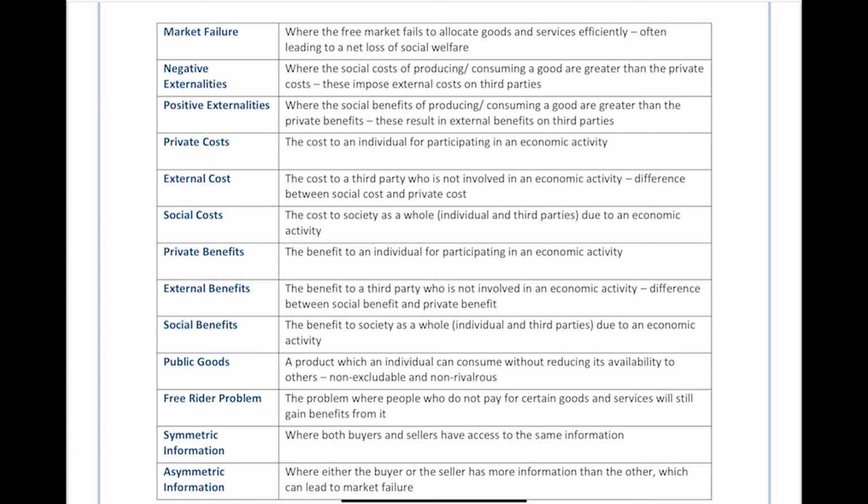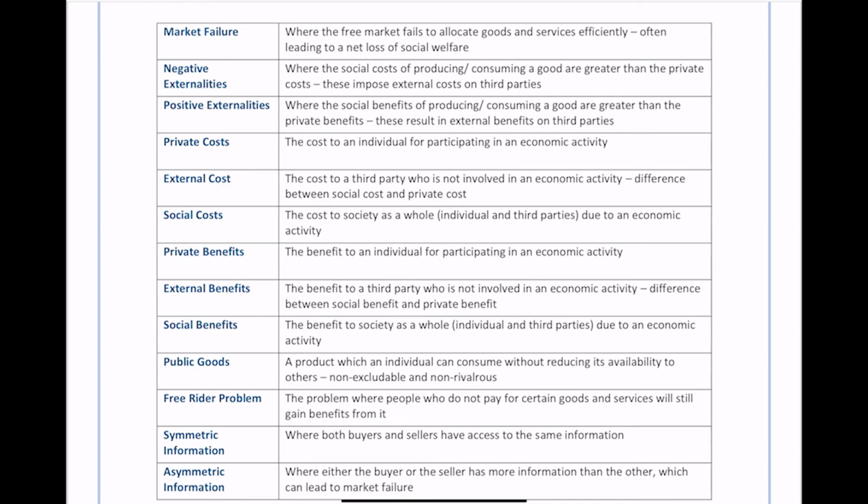And the social benefit is just a benefit to society as a whole, so the individual and third parties, because someone's done something. So the way you tend to look at these is that private cost and external cost together equal social costs. And then if you add private benefits to external benefits, you get social benefits. So yeah, these two here added up give you this, and these two here added up give you that.